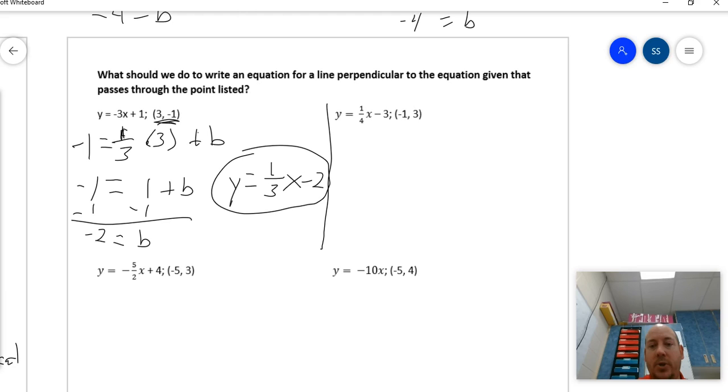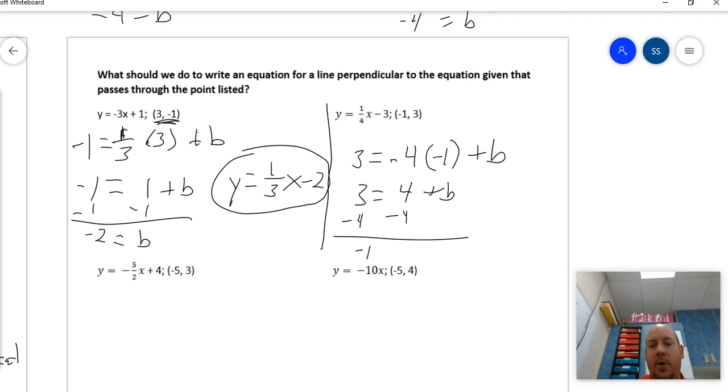Again, my y value is 3. Opposite reciprocal, so 1/4 would become -4 times my x value, which is -1 plus b, and then solve through that. So -4 times -1 is +4. And if I take away 4, I end up with -1 is equal to b. So my equation would be y equals -4x, again, that opposite reciprocal slope, minus 1.